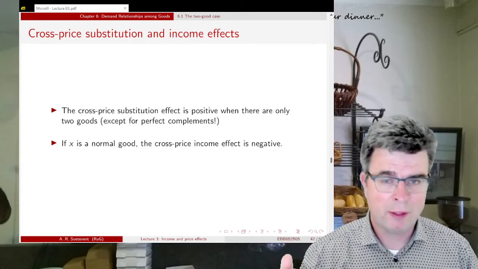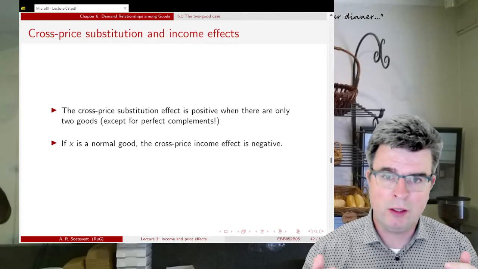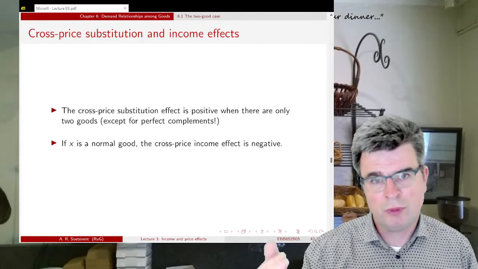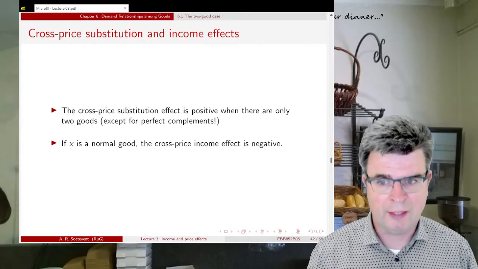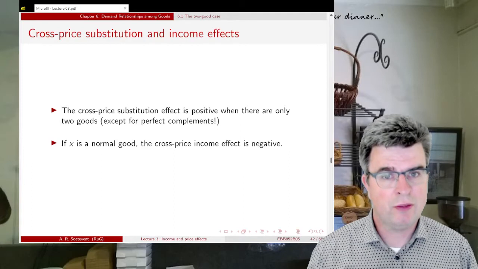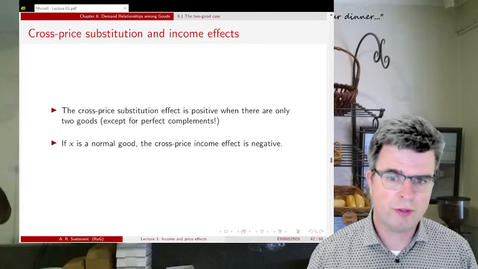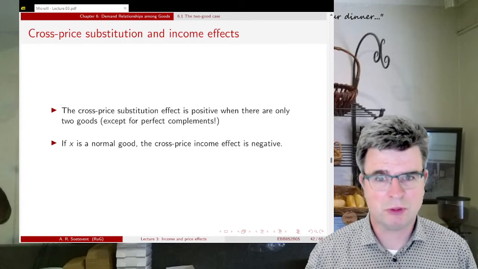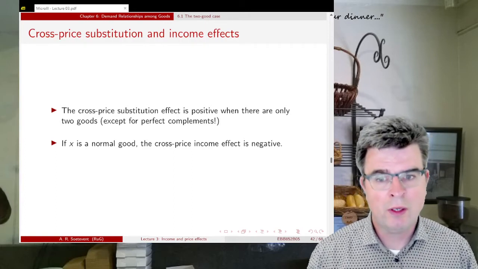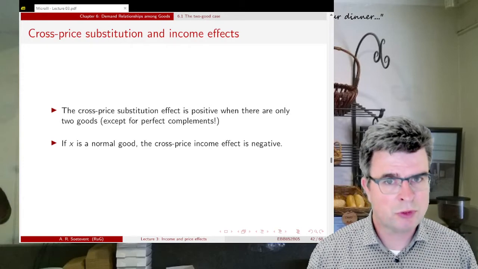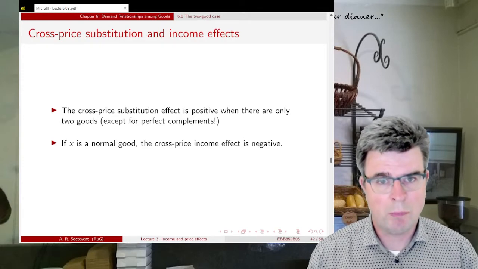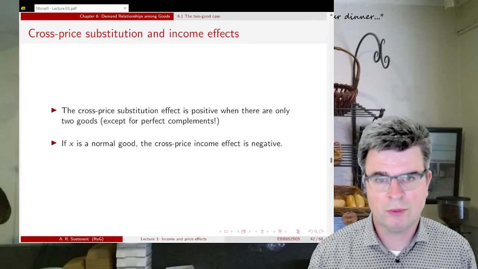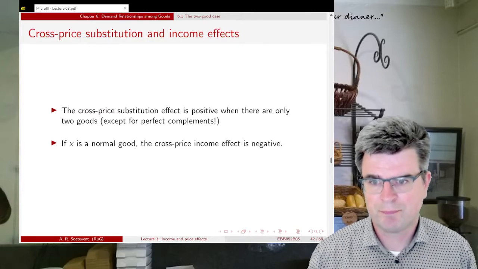but at the same time there's a second effect: your income, your purchasing power, decreases, and this income effect leads you to reduce your consumption of good X. So that holds if good X is a normal good. If it's an inferior good, then the cross-price income effect is positive. And what the net impact of the substitution effect and the income effect combined will be is ambiguous. That depends on your utility function.